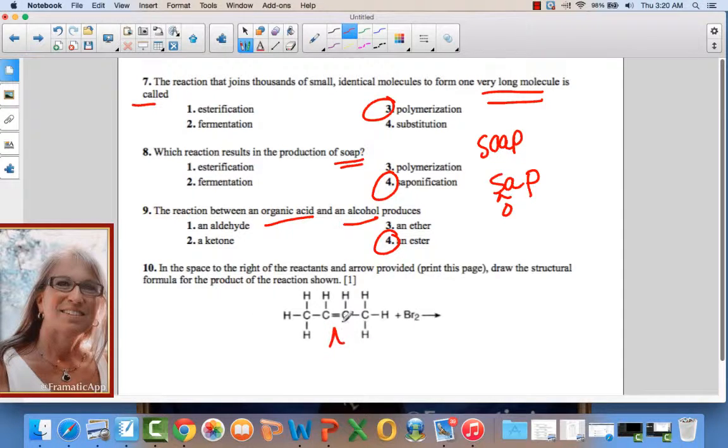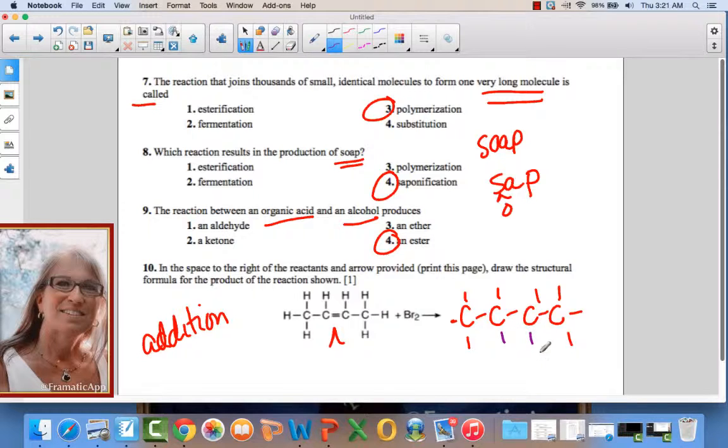In the space to the right of the reactants and the arrow provided, draw the structural formula for the product. Starting with an unsaturated hydrocarbon, that means this is going to be addition. So I'm going to add it all. Easiest way to do this is to draw what I have. So I'm going to draw my 4 C's, but I'm going to change this to a single bond. I'm going to put all my H's back where they were. 1, 2, 3, 4. Okay. So when I break that double bond, look what it did. It opened up 2 bond sites, one here, one here. And that's where those 2 Br's fit right in.